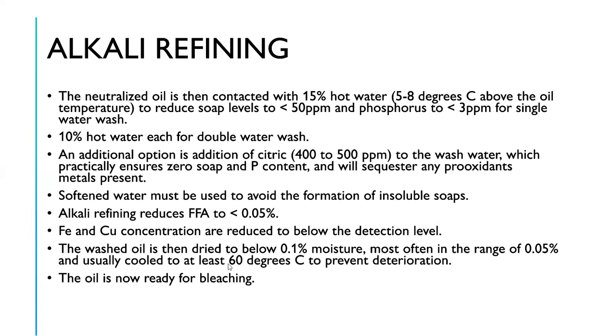So the washed oil is then dried to below 0.1% moisture, most often in the range of 0.05%, and usually cooled to at least 60 degrees Celsius to prevent deterioration. The oil is now ready for bleaching.